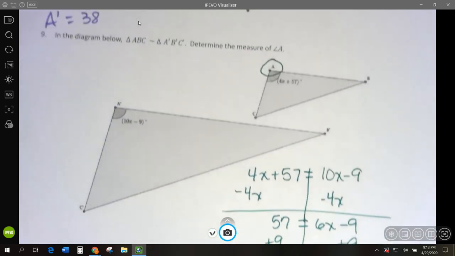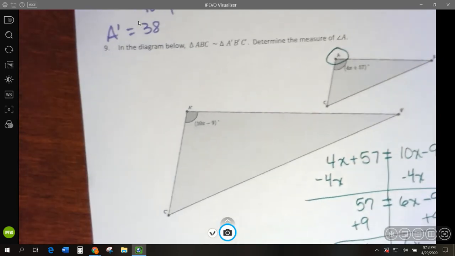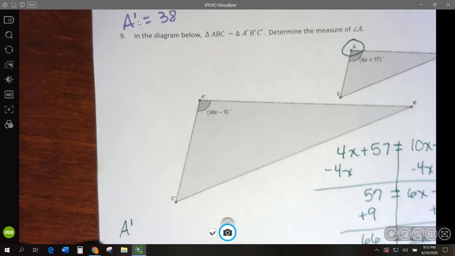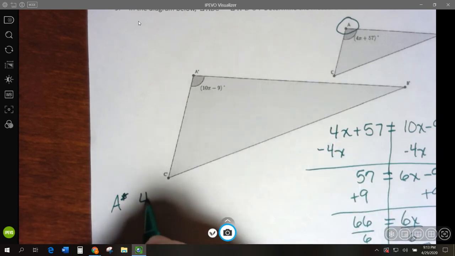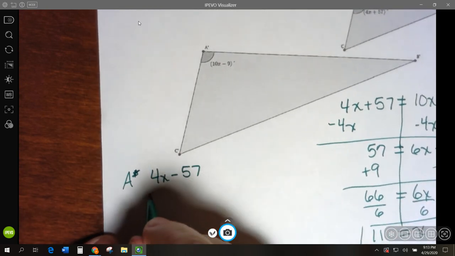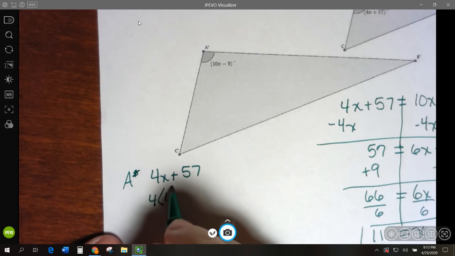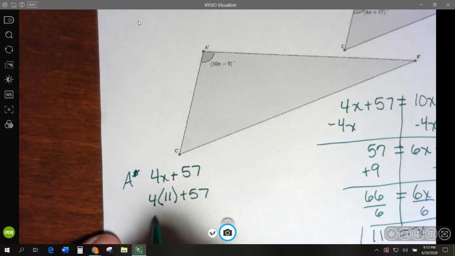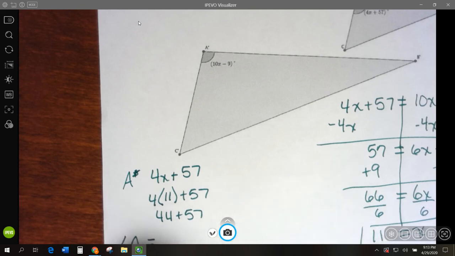Does that mean that angle A is 11? No. Angle A, not A prime. Angle A is 4x plus 57. X is 11. So 4 times 11 plus 57. So that's 44 plus 57. So angle A is going to be 101 degrees.